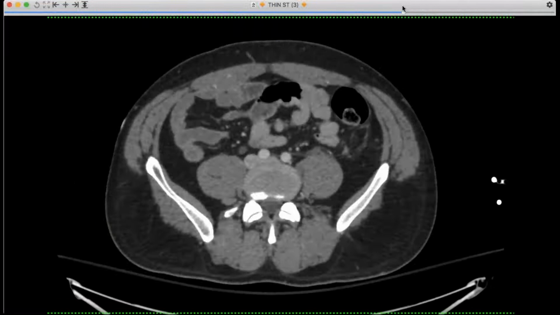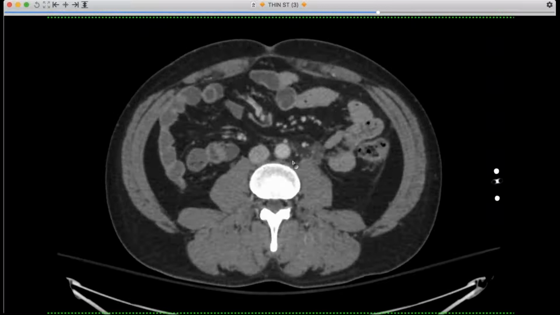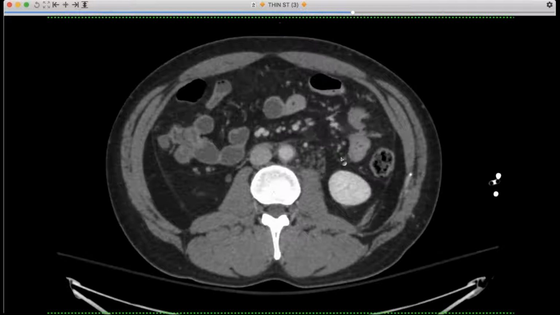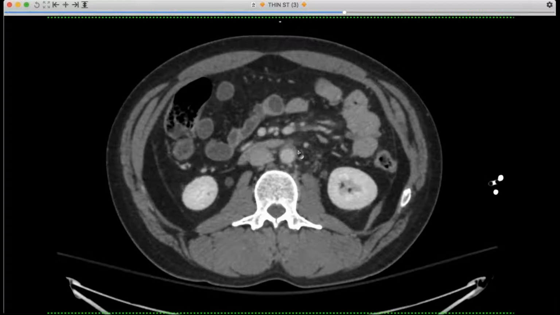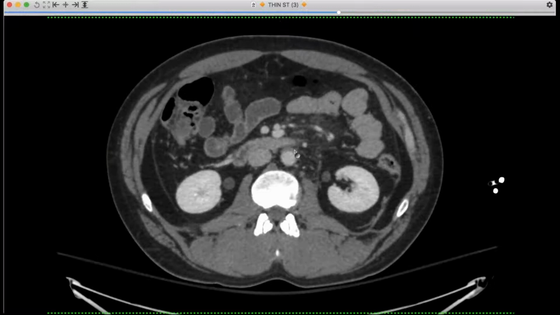We see there's intramural hematoma. I'll go the other way here. Right here, involving the abdominal aorta. You see this little intramural hematoma. So that's another type of injury. We usually think of thoracic injuries, but they can occur in the abdomen as well. And then there's some mesenteric edema going on there. So this was a multifocal thoracic and abdominal aortic injury from blunt trauma.